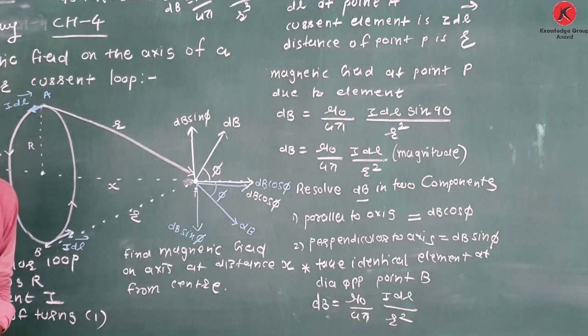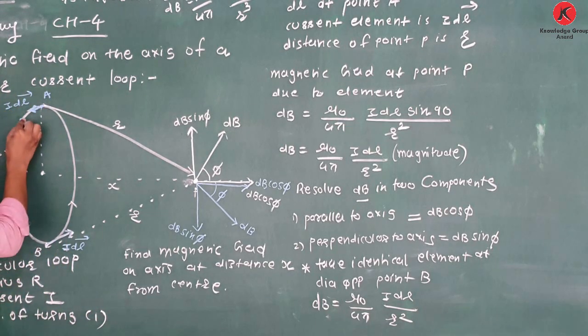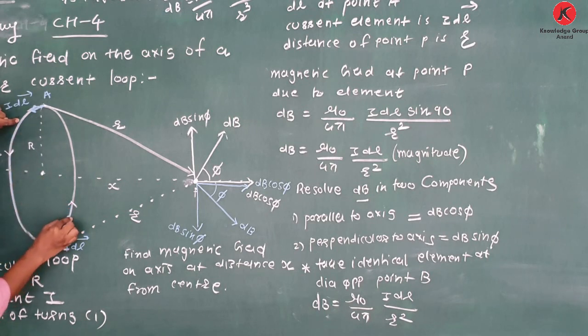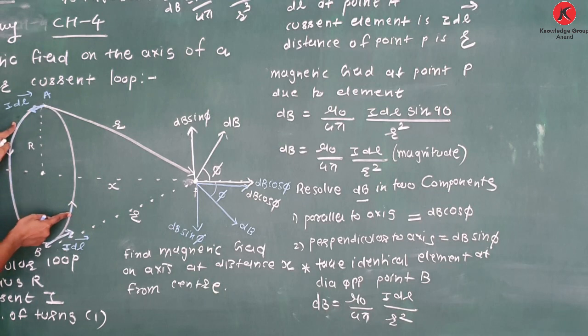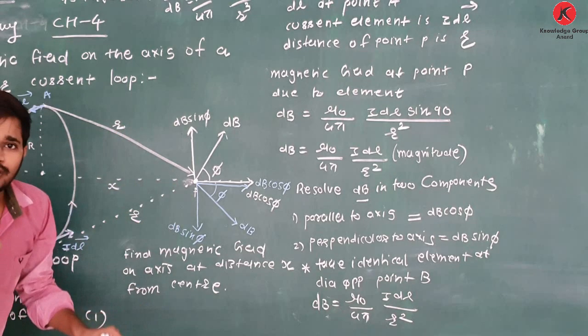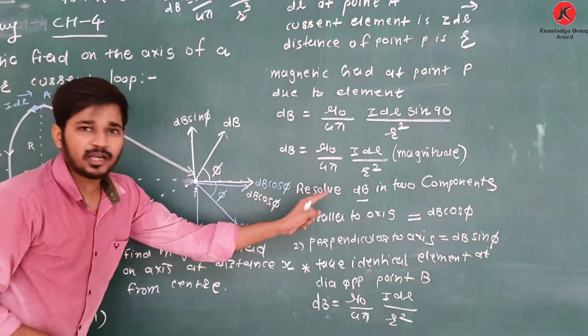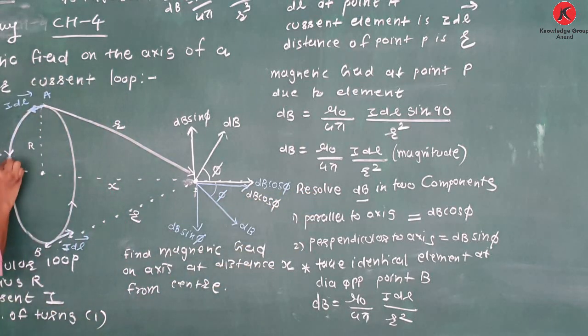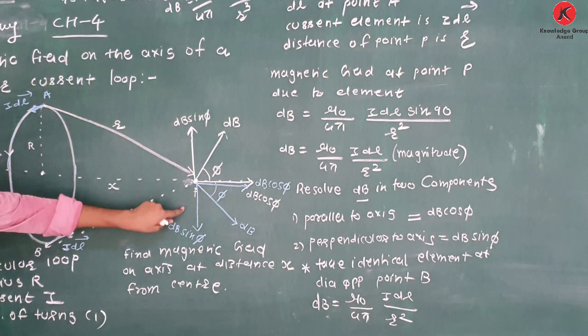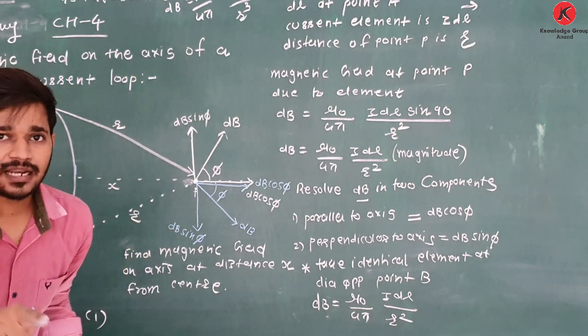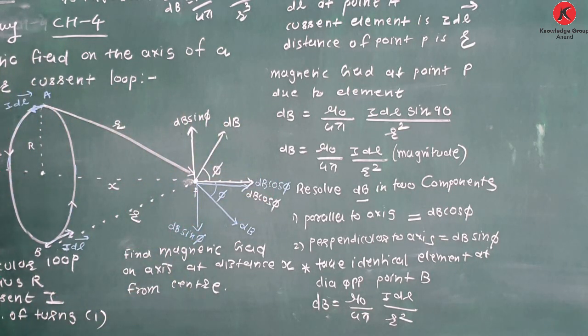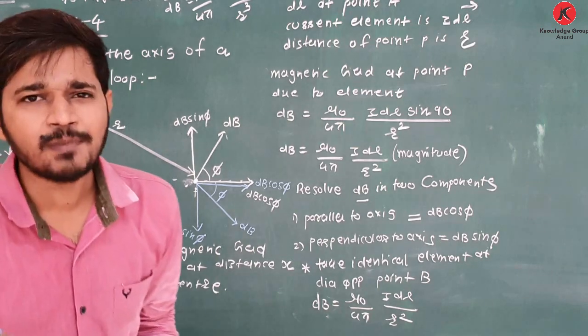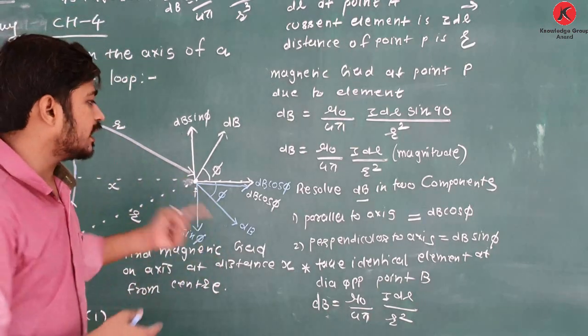You have to resolve, you have to take numbers of elements, and for this element we will have another diametrically opposite element at this point. Yes or no? So yes, due to these two elements, again the perpendicular component will be cancelled out, and the parallel component will be in the same direction. Due to this and this element, again the perpendicular component will be cancelled out, and the parallel components will be in the same direction. So yes, you have to write only one statement as shown in figure.